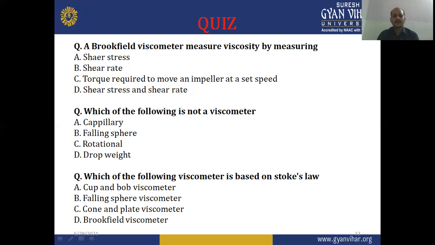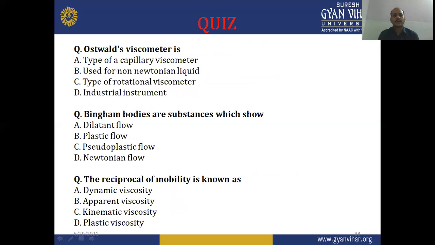A is cup and ball viscometer. B is falling sphere viscometer. C is cone and plate viscometer. D is Brookfield viscometer. So there are four options. You have to pick the correct option for the question. The next question is, Ostwald viscometer: A, is a type of capillary viscometer; B, is used for non-Newtonian liquid; C, is a type of rotational viscometer; D, is an industrial instrument. So you have to pick the correct option for this question.